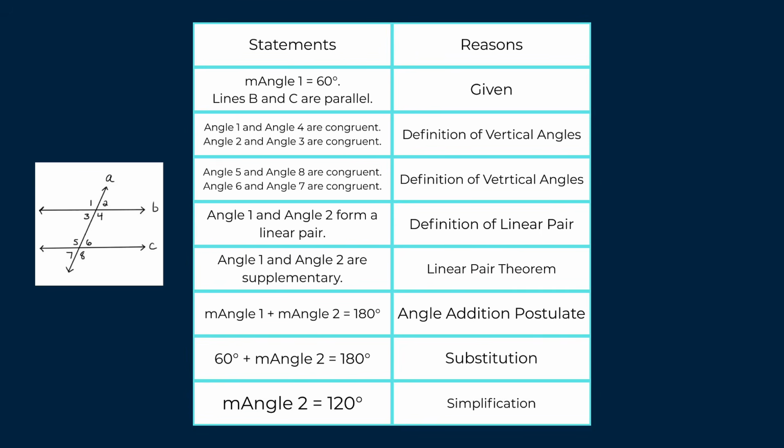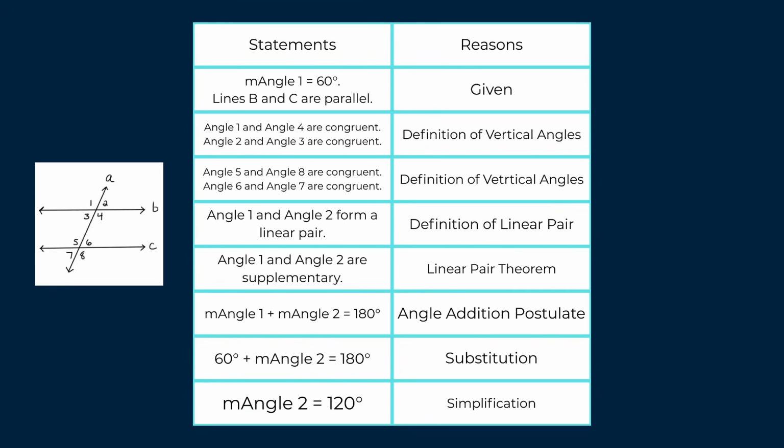Angle 1 and angle 2 form a linear pair, and we can see this because line A makes a ray sticking out of line B. That makes angle 1 and angle 2 a linear pair, meaning that they are side by side, meaning that they are supplementary by the linear pair theorem.